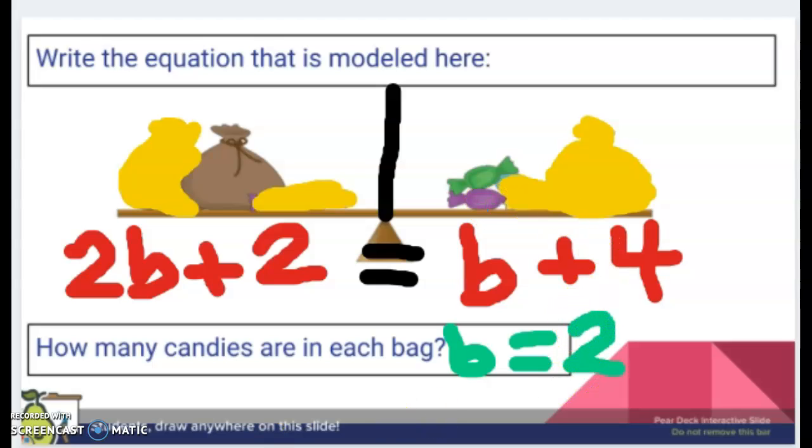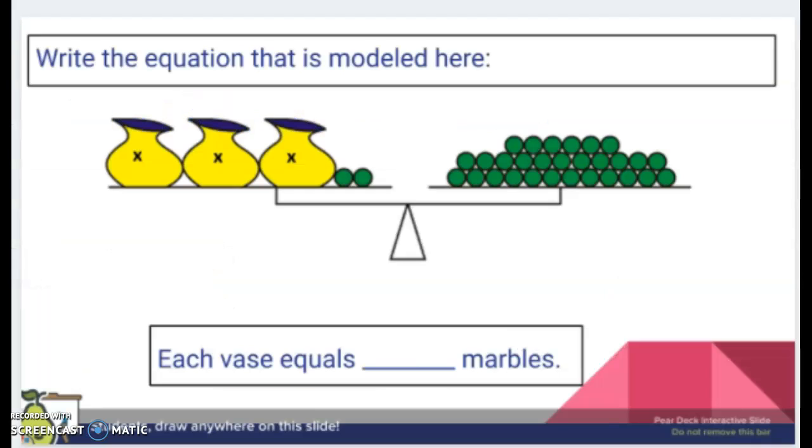Okay, if we look at slide 4, remember, guys, that if you have more than one variable left, you've got to evenly distribute whatever is on the opposite side. So if I begin by setting this one up, remember that's my equal sign.